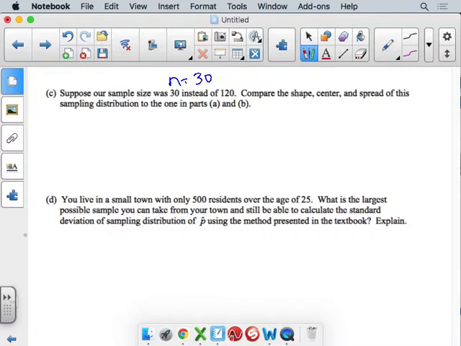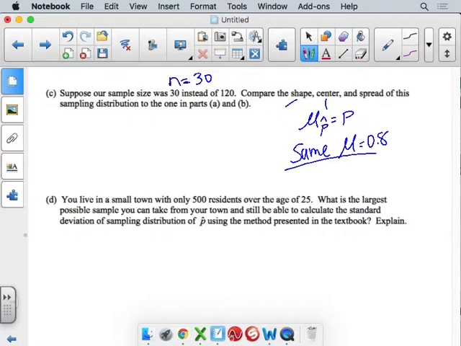Okay. Sample size of 30 instead of 120. So now I'm going to do a bunch of samples of 30 Americans, and what's going to be the difference? The center, the formula just says that it should equal the population proportion. So our center is going to be the same, a mean of 80%. The center doesn't change. So we still should have a center there.